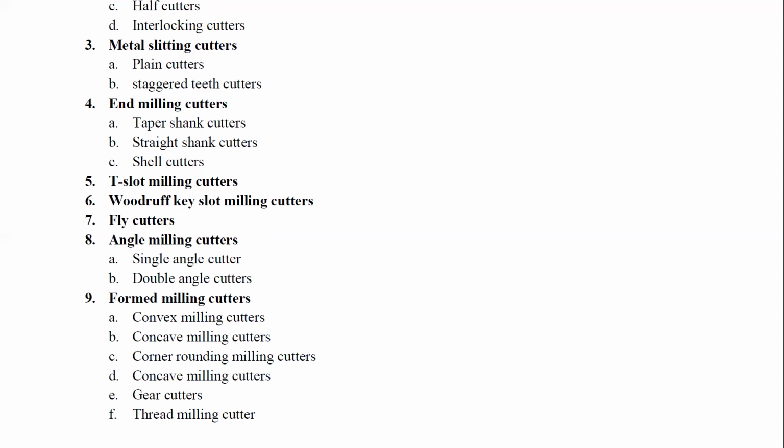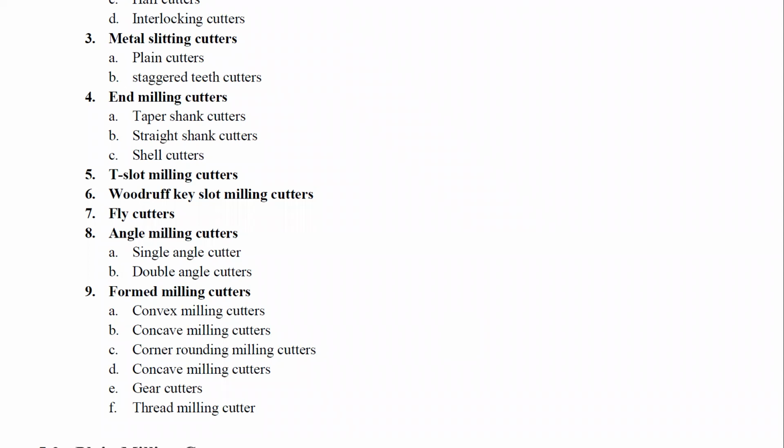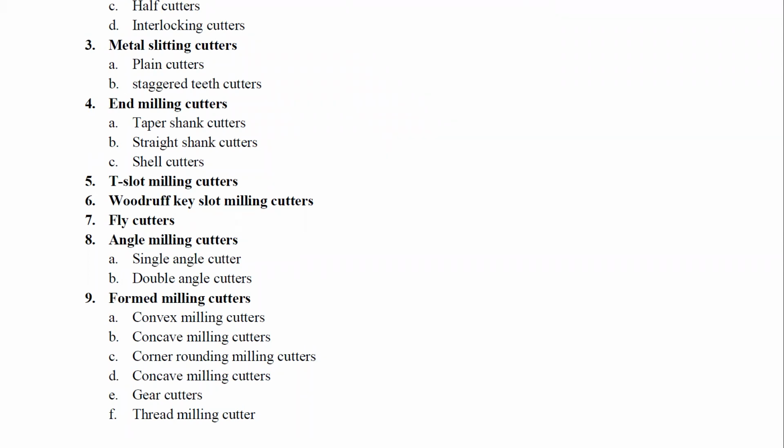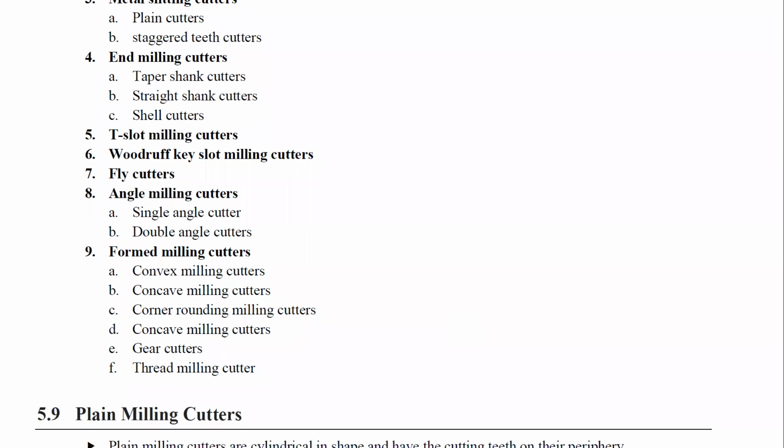Concave will be of a curved shape and convex will be of a bump type of shape, and concave will be of a cave type of shape. And the corner rounding milling cutters, then concave milling cutter, then gear cutters and thread milling cutters. So these are the types of the cutters. The formed milling cutters are specifically designed for producing a specific type of component. Like gear cutters are used only for gear manufacturing. Thread milling cutters are used only for thread cutting.